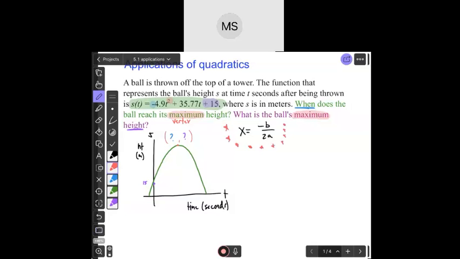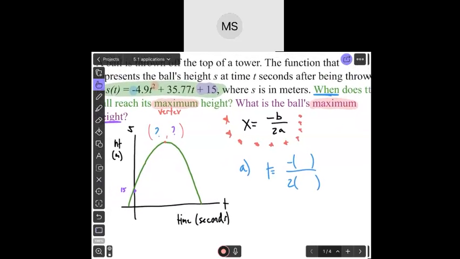Negative b over 2a. So this is really a time question though, so I'm going to say t equals, not x equals. Still the same formula, negative something over 2 times something. What's our b value? Your 35.77, yep. What's our a value? Yep, negative 4.9.